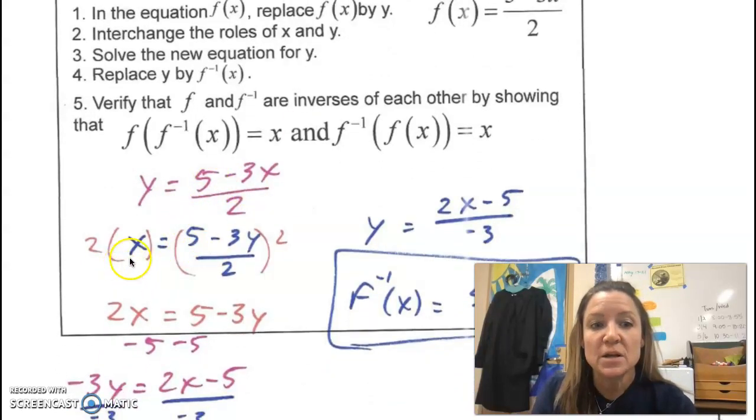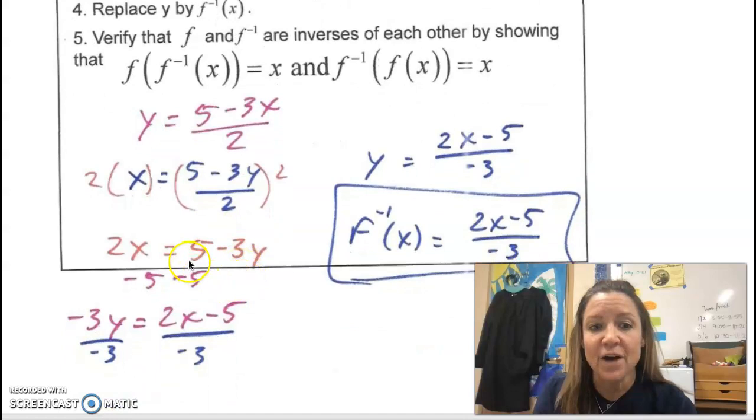Okay, so for this one, since this side is being divided by 2, we're going to multiply both sides by 2. Since 5 is being added, we're going to subtract 5. And then since the y is being multiplied by negative 3, we're going to divide by negative 3. And we end up with this equation, y equals 2x minus 5 over negative 3.